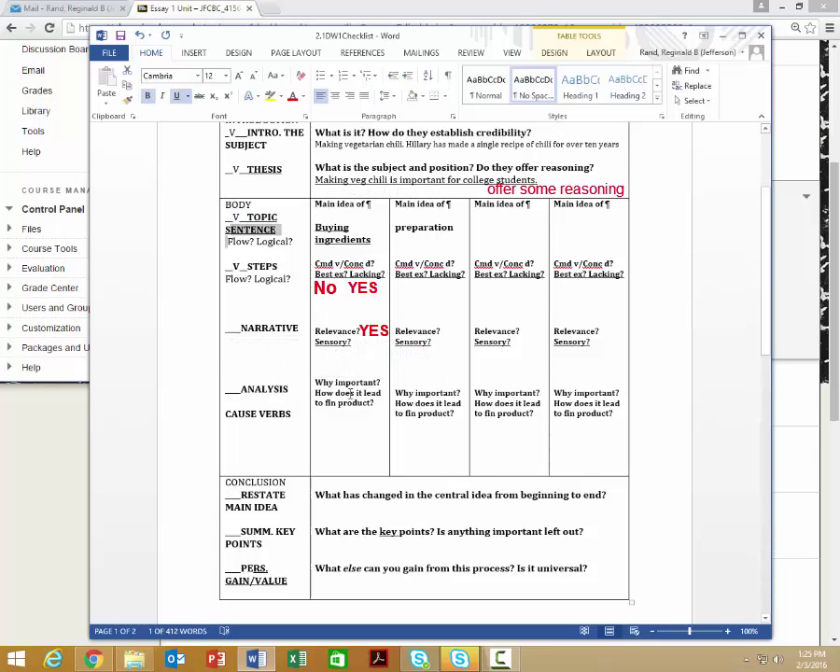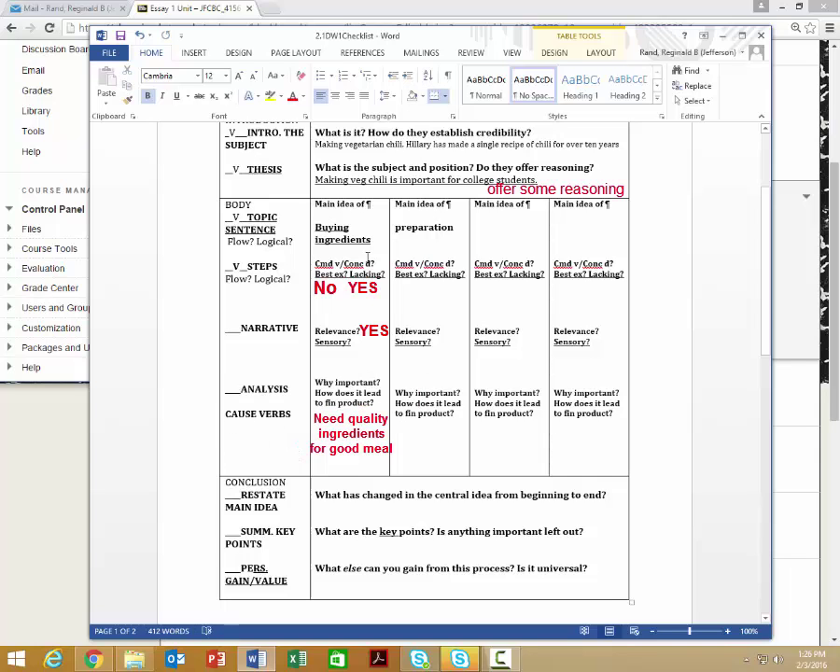After we're finished with that, we want to move on to analysis, which relates the step back to the thesis. The analysis answers the question, why is this step important? And how does it lead to the finished product? You want to make sure that they are able to relate back to the thesis after giving their steps or their narrative. If the author uses cause verbs such as this causes or this allows, maybe this permits, that's a telltale sign that they've moved into analysis. So if they have one of these, you might underline it and circle it to note that.